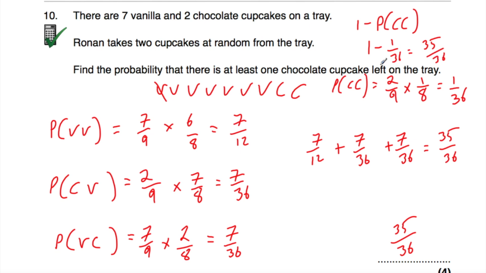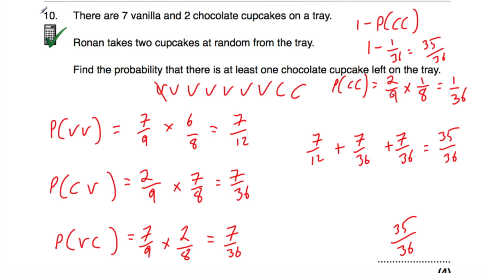And that's it. I really like this question. One thing we have to be really careful with this question is actually reading it and understanding what we're being asked. We're being asked to find the probability that there's at least one chocolate cupcake left in the tray. So we want to find the probability that Ronan takes a vanilla and a chocolate, or a chocolate and a vanilla. And that's it.